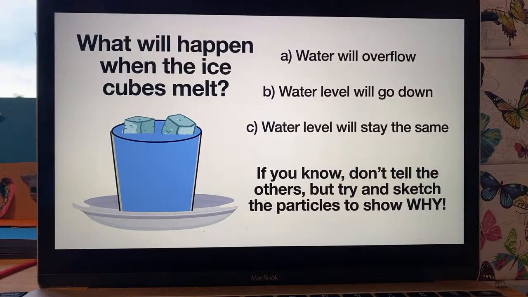Because we didn't really go into that much detail about why. And we will this time, because it's ice. The whole lesson is about ice.